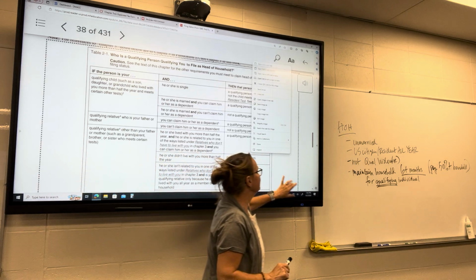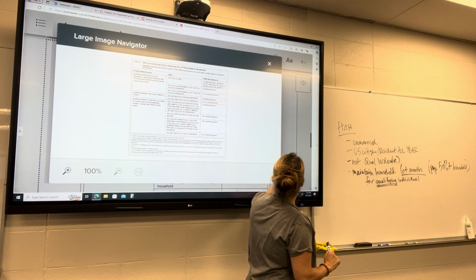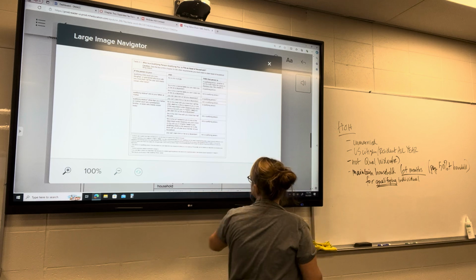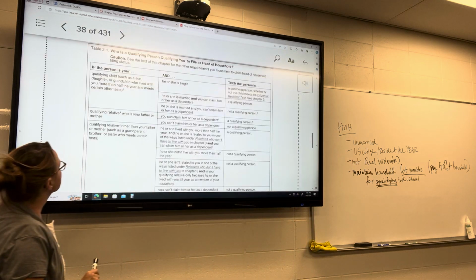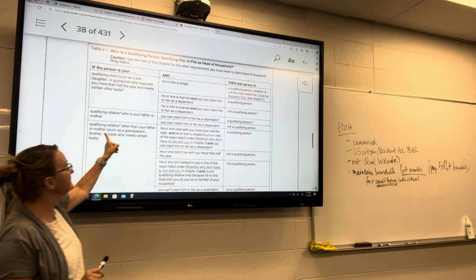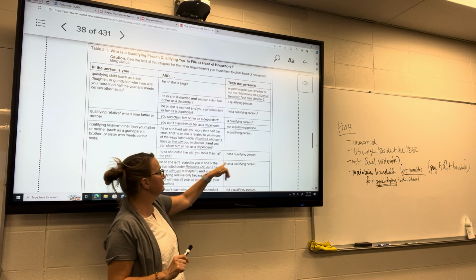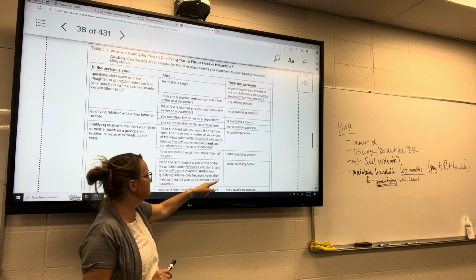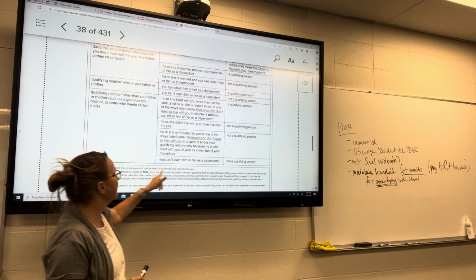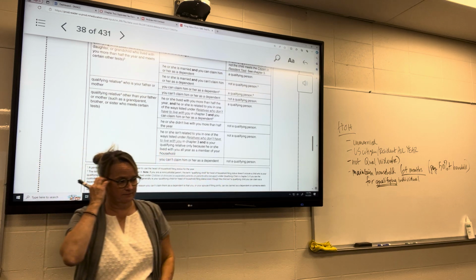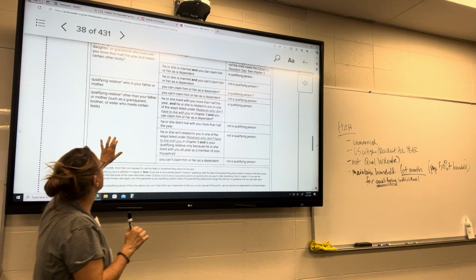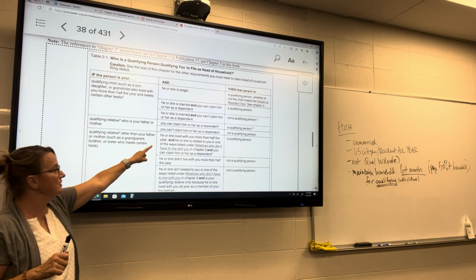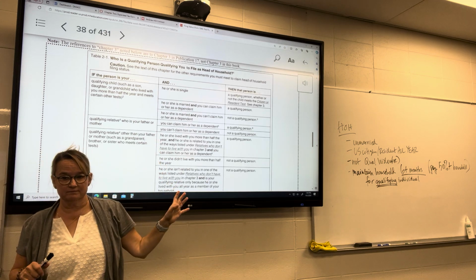You can see why head of household is the most difficult one. If they did not live with you for more than half of the year, they're not qualifying. If they aren't related to you in one of those ways, they're not qualifying. If you can't claim them as a dependent, they're not qualifying. So this is for a qualifying relative other than father or mother. They have to meet all three of these requirements.